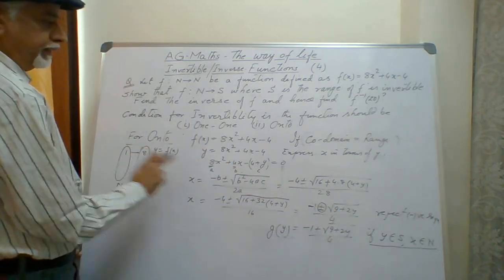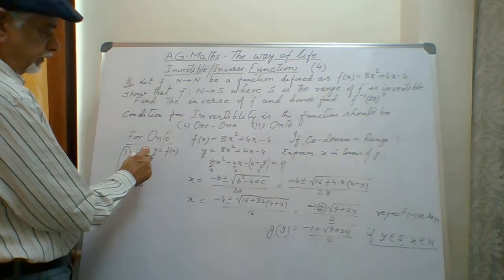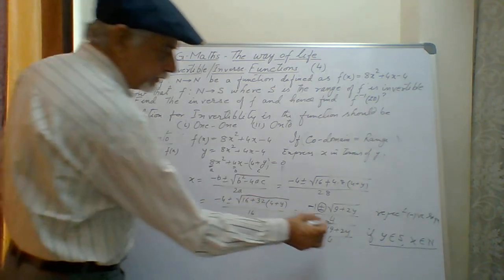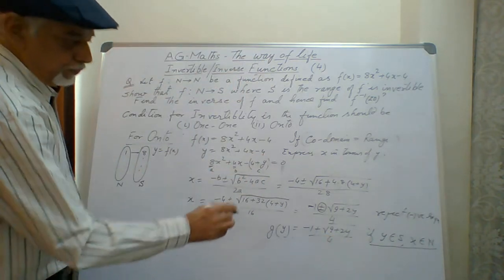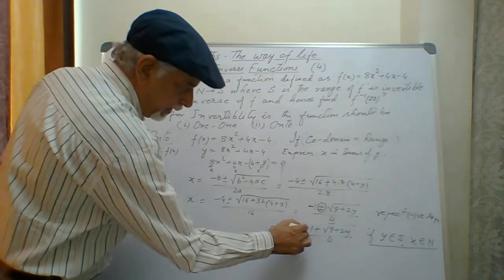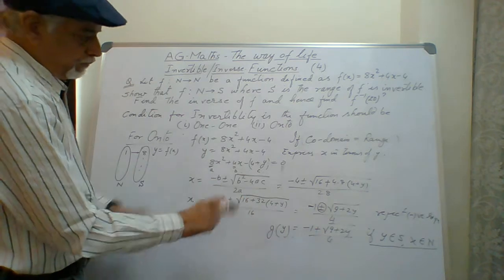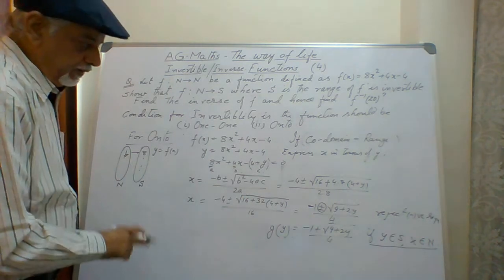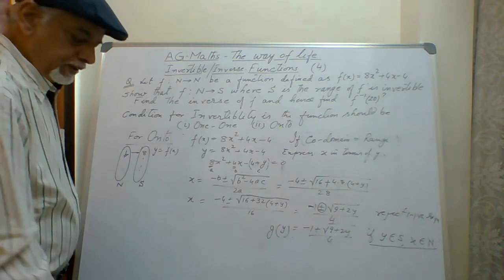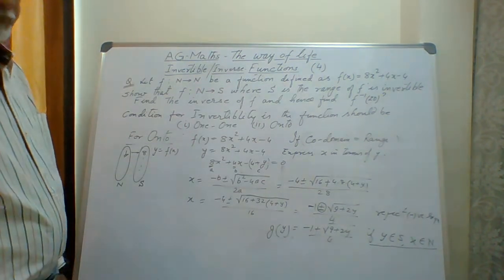Suppose we are putting 8 here. 8 was here in the set. If I put 8 here, so 8 into 2 is 16 plus 9 is 25. Under root of 25 is 5. 5 minus 1 is 4, and 4 divided by 4 is 1. So we are getting that. It is verified. So this is called a function which is g of y, right?